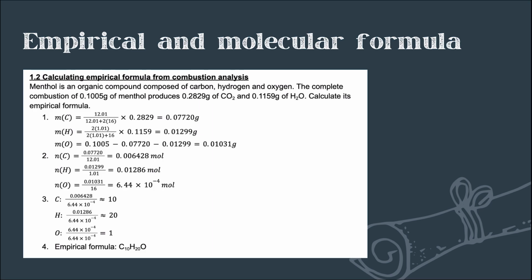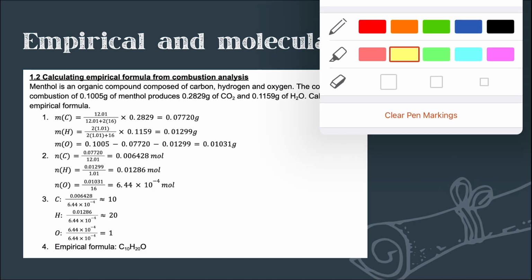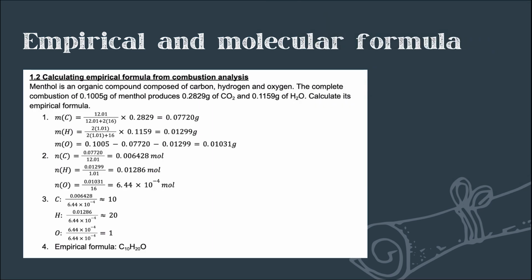Next, calculating empirical formula from a combustion analysis. In this worked example, we're given an organic compound composed of carbon, hydrogen, and oxygen. That is menthol. Its complete combustion of 0.1005 grams of menthol produces this much CO2 and this much H2O.